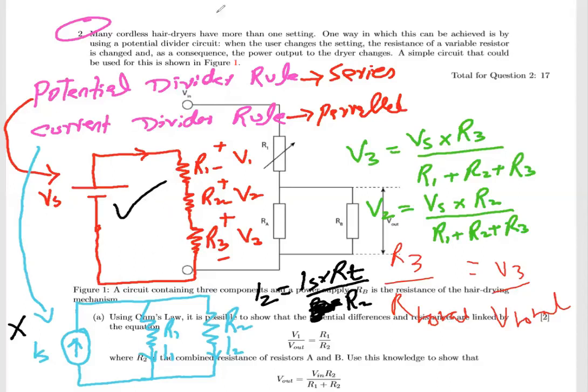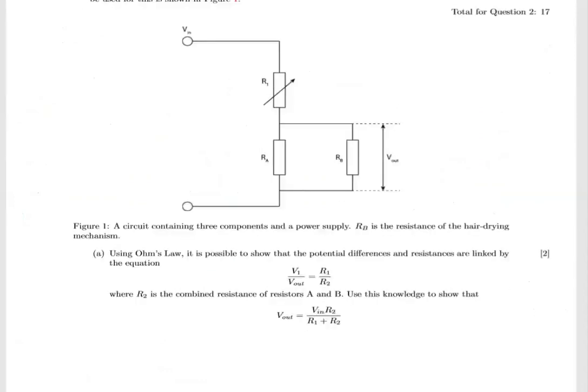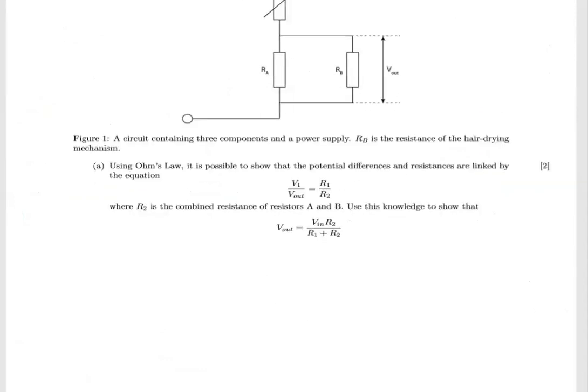Okay, so if such an equation comes in your exam, then you will use the KCL rule and solve this type of numerical. Now let's come toward this numerical. The first question is, using Ohm's law, it is possible to show that the potential difference and resistors are linked by the equation. So simply, it means that we need to find the potential divider rule.